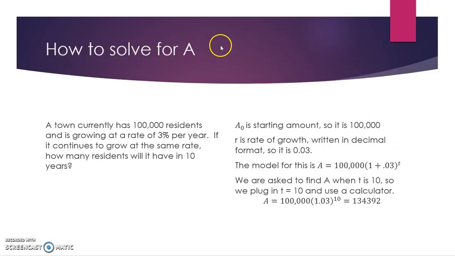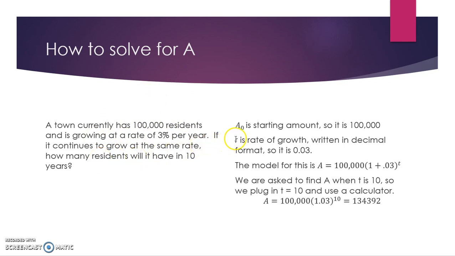So first, how to solve for the A. So I've got this story problem here. A town has 100,000 residents. It's growing at 3% per year. And then if it continues growth at the same rate, meaning if we can use an exponential growth model, because every year it grows by 3%, then how many residents will it have in 10 years?